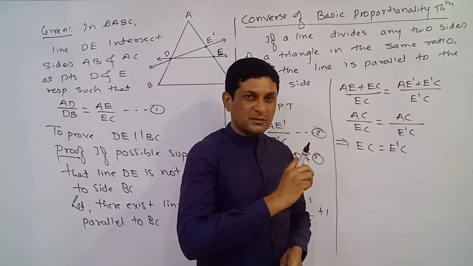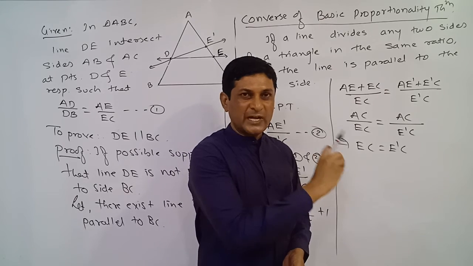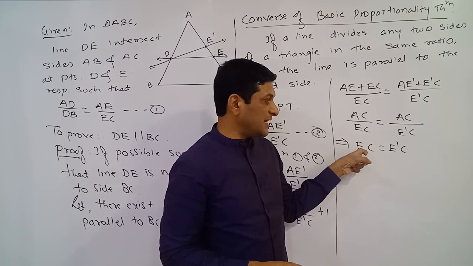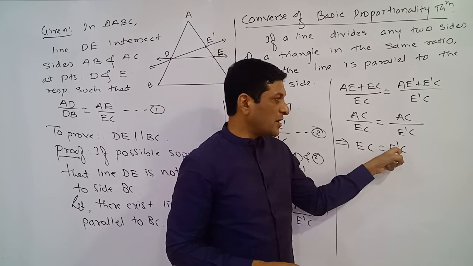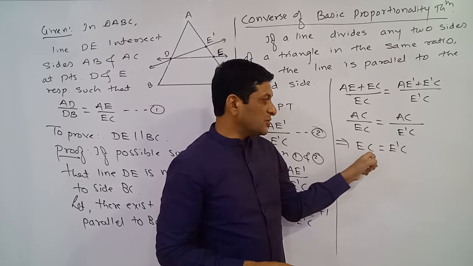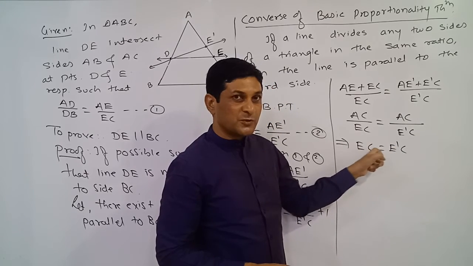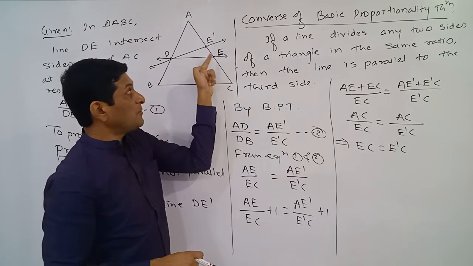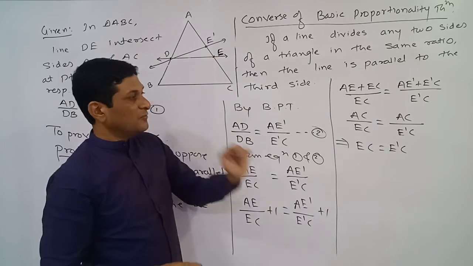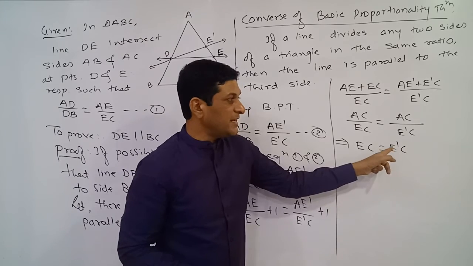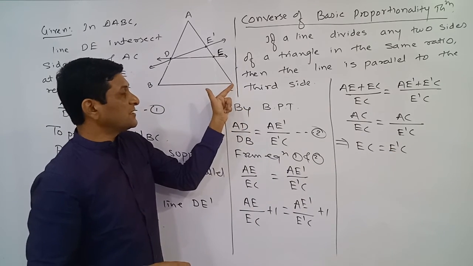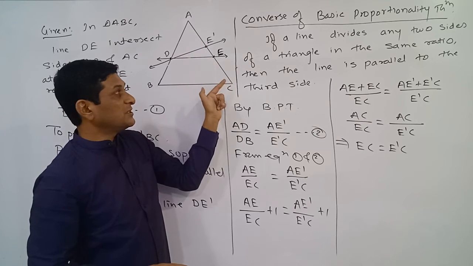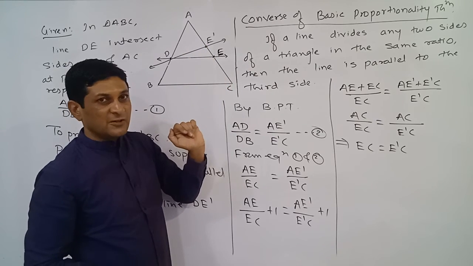Now observe these two sides very carefully. From the first side, what is the left hand side? EC, and the second side is E dash C. EC is nothing but the distance between which two points? E and C. So whatever the distance of point E from C, it will be equal to the distance of E dash from C.